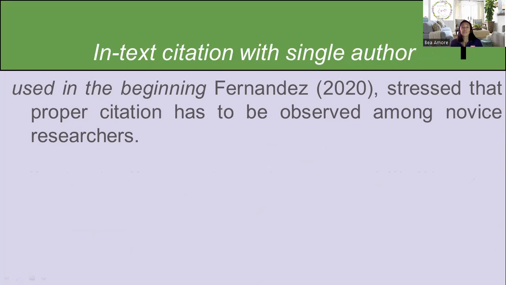Now, for in-text citation with a single author only, use the author in the beginning. For example: Fernandez (2020) stressed that proper citation has to be observed among novice researchers. That is a single author only. It means the writer used something Fernandez said, when Fernandez said it, and what he said. He paraphrased it before writing what Fernandez said. That is in-text citation with a single author.